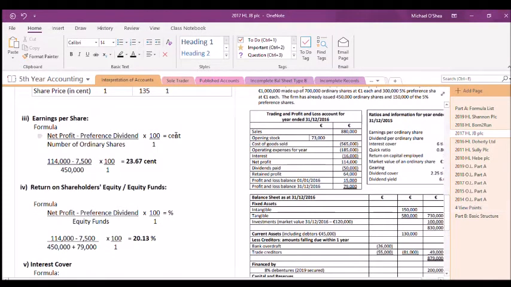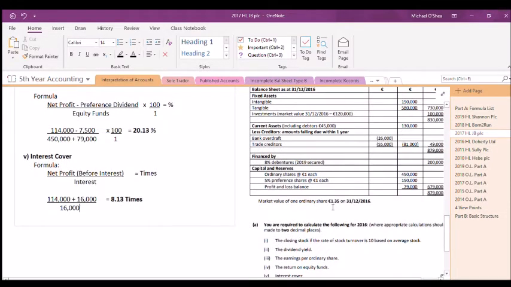Earnings per share is the third one. The formula for this is net profit minus preference dividend divided by number of ordinary shares. My net profit is 114,000. I can see that here. My preference dividend I worked out above to be 7,500. My number of ordinary shares is 450,000. Again, that can be seen in the question.